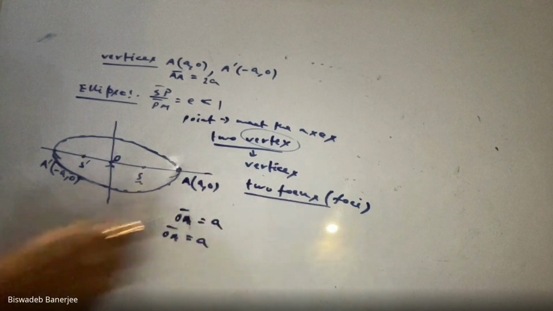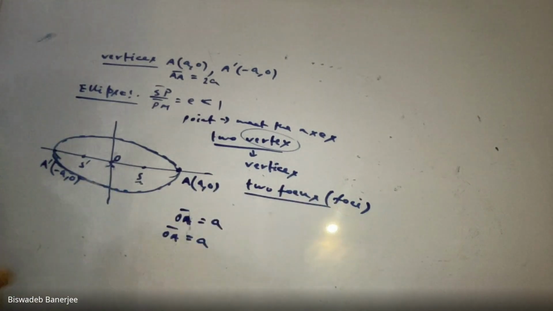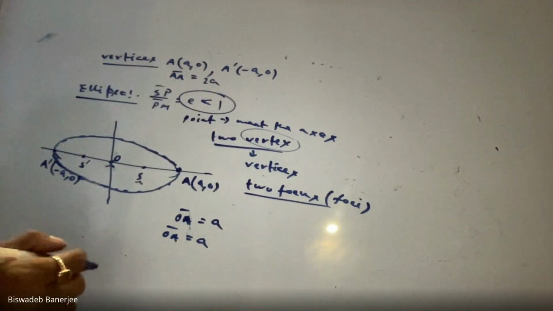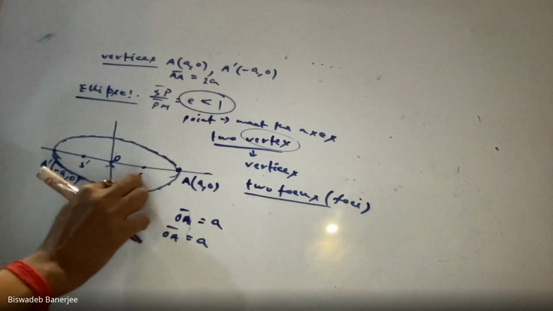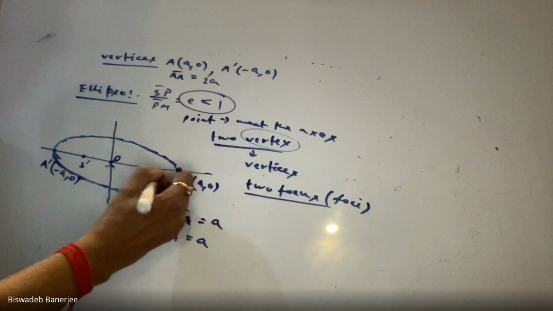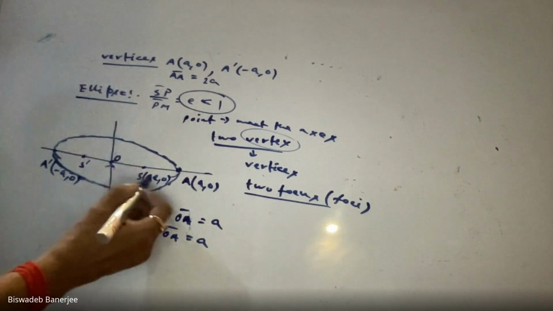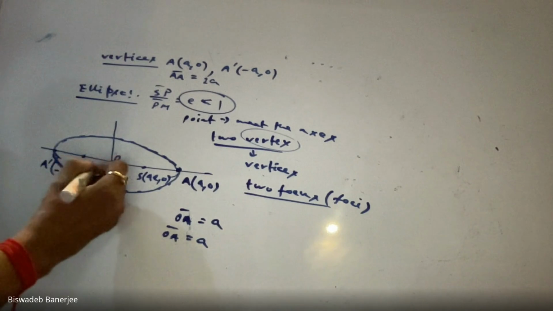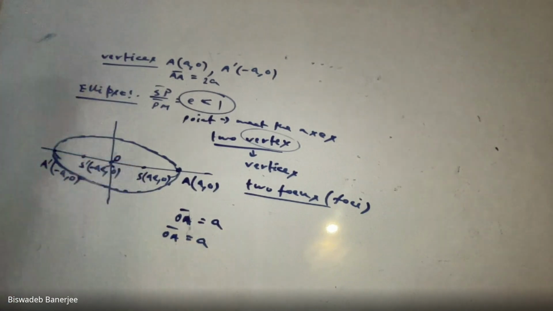So ellipse has two different foci. There is the first focus, there is the second focus. As a whole, these are said to be foci. Now, what is the coordinate of this focus? First of all, see that for ellipse, my e is less than 1. So the coordinates of the foci are (ae, 0) and (-ae, 0).